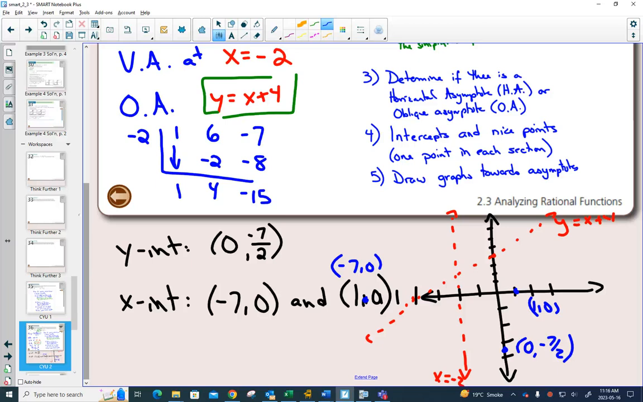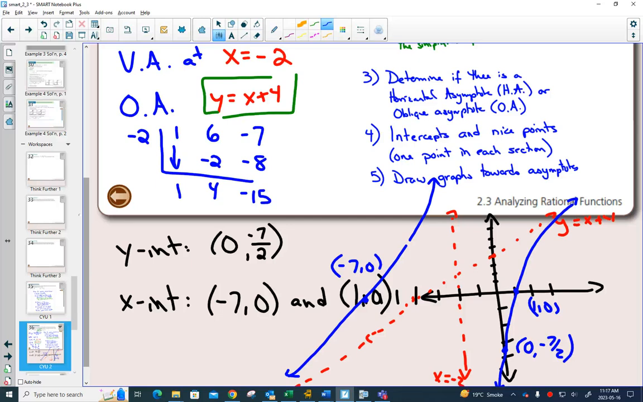So for nice points, you need 1 point per section, minimum. Sometimes you need more, but at least 1 point per section. And your sections are always split up by your vertical asymptote. So if you look at x equals -2, you will notice you have points to the right of it. And this will be enough information to graph it going towards the asymptotes. In this section, we have a point. This is enough information for it to go towards the asymptotes. We don't need any more nice points to finish graphing this.